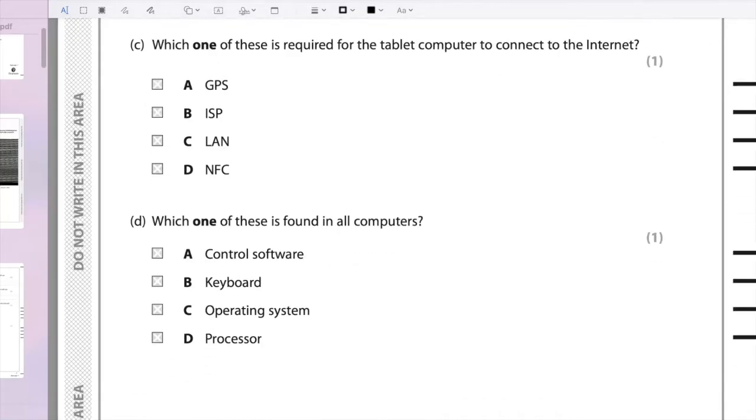Which one of these is required for the tablet computer to connect to the internet? Is it GPS, ISP, LAN, or NFC? Out of all 4, the correct answer is ISP. It's not GPS, because that's used to locate devices. It's not a LAN, because that's a type of network. It's not D, near-field communication is peer-to-peer connectivity, rather than internet connectivity.